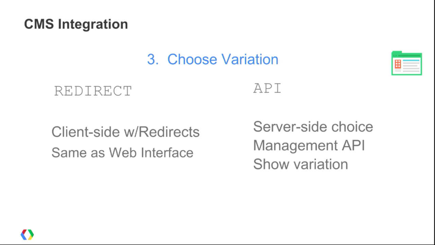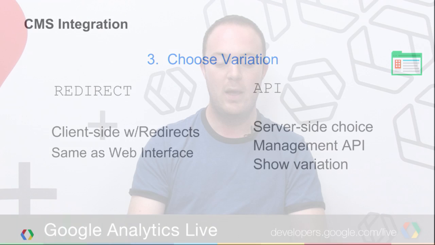If you're doing an API implementation for content management systems, now you're handling everything yourself, and there are a couple of things you would need to do. One is you're going to be making the choice server side. That means you need to query the management API, understand what variations are active for this particular experiment, and then serve that variation to the user based on the weights you have for that variation and whether they should be included in that experiment. And this can all be done through the management API.